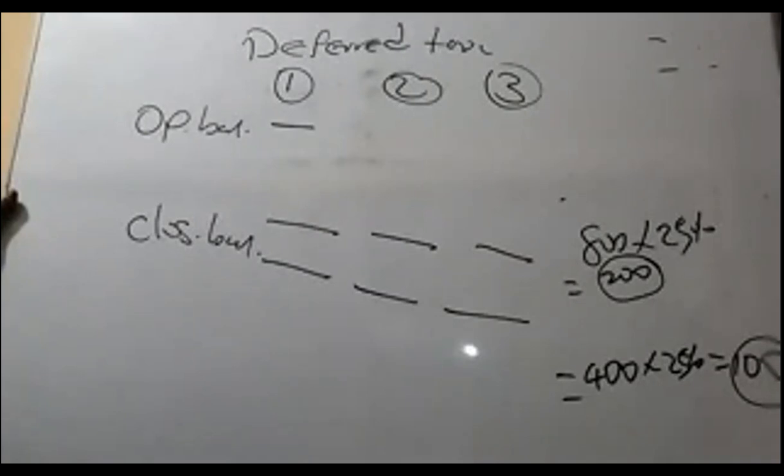Then the closing balance is what? 200 Ghana cedis. So we got 200. That is it.